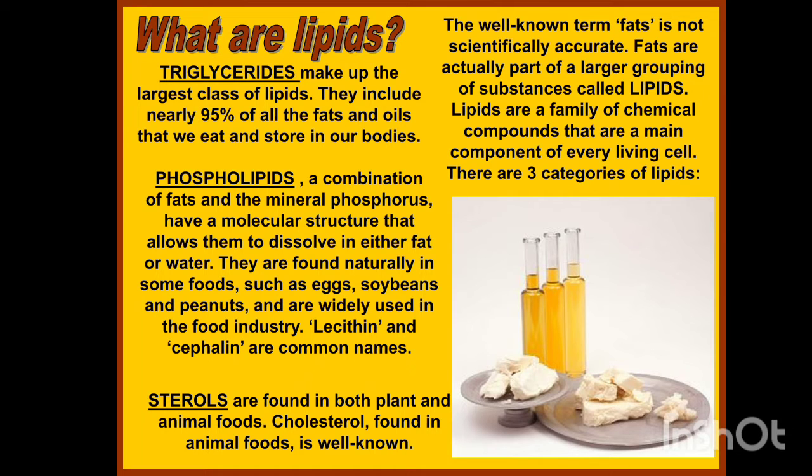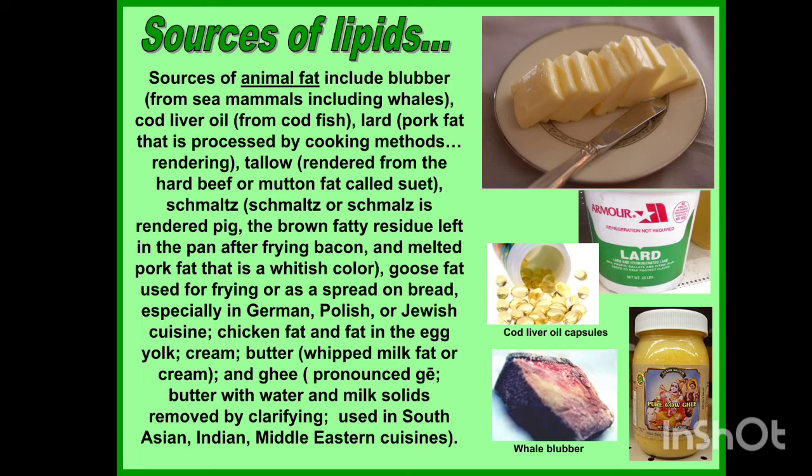Lipids are a family of chemical compounds. They are a main component of every living cell. There are three categories of lipids. Now, sources of lipids. Sources of animal fat include blubber from sea mammals, including whales, cod liver oil from cod fish, lard from pork fat that is processed by the cooking method of rendering, and tallow rendered from hard beef or mutton fat called suet.